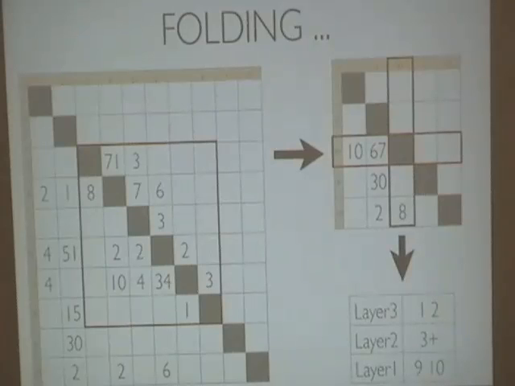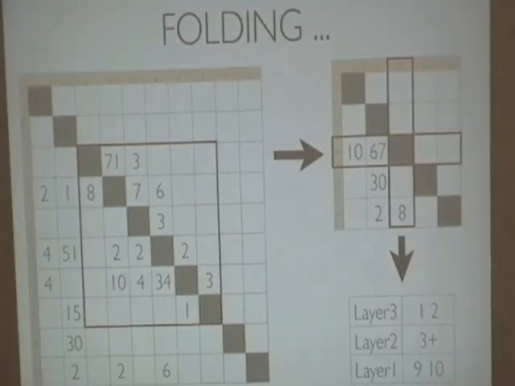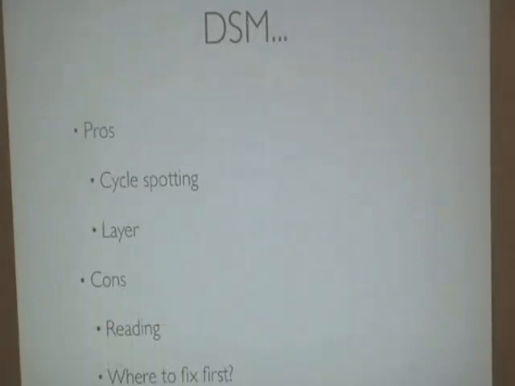And with this, we can do layers. So the first layer, 9 and 10, use no other packages, but are used by the other packages. They are core packages. Okay. Then in layer 2 we have the package 3 plus, and in layer 3 package 1 and 2. The method of merging is used for layers. Okay. So, DSM allows us to spot cycles and to identify layers.